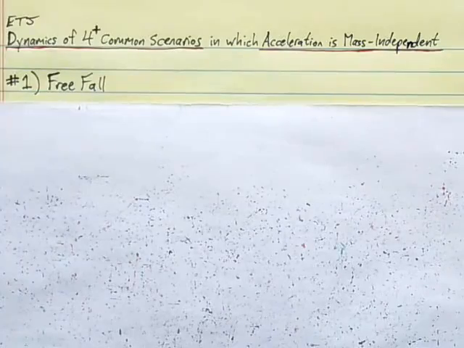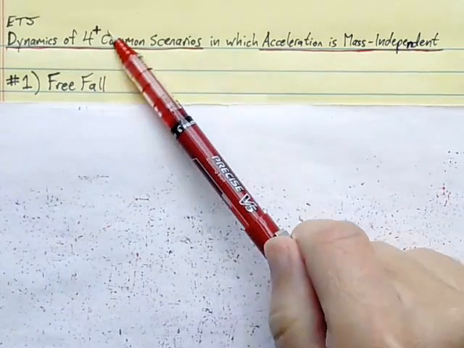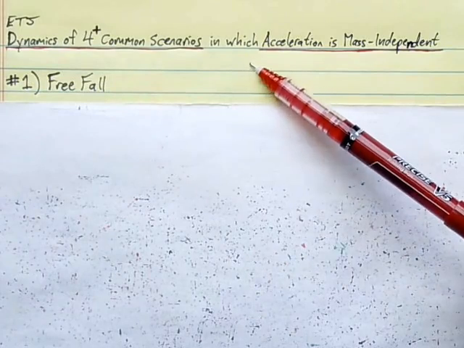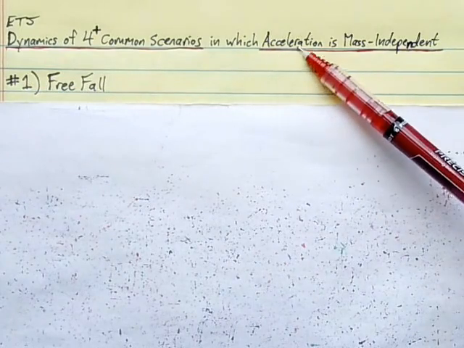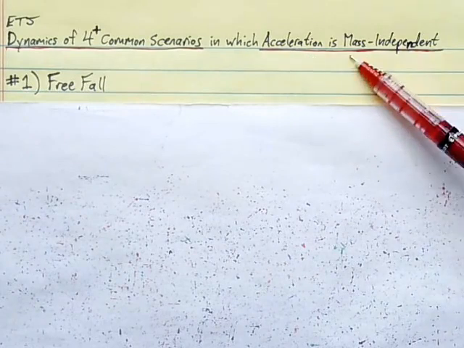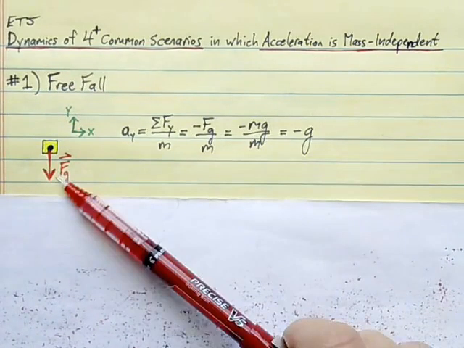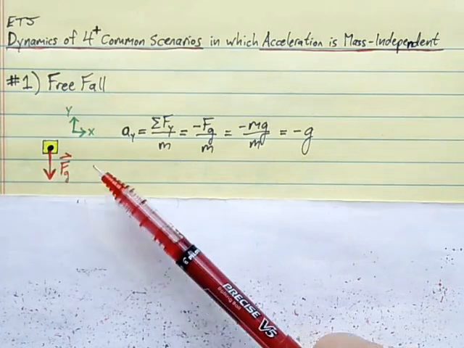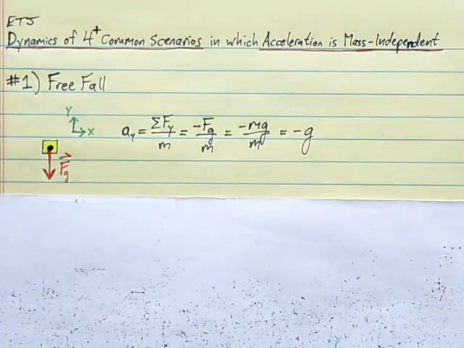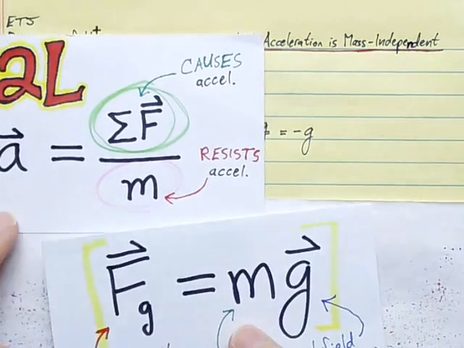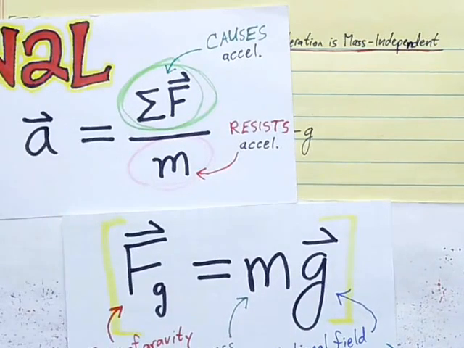I recommend you become familiar with the dynamics of these four common scenarios, in all of which mass cancels out while analyzing Newton's second law, resulting in an acceleration that does not depend on the mass of the object at all. Number one, free fall. An object is in free fall if the only force acting on it is the force of gravity. And so when stating Newton's second law here and combining that with Newton's law of gravity, we get the cancellation that will recur in the next three scenarios as well.